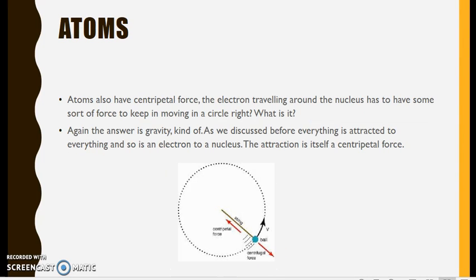Alright, next. Atoms also have centripetal force. The electron traveling around the nucleus has to have some sort of force keeping it moving in a circle, right? What is it? Again, the answer is gravity. I mean, kind of. As we discussed before, everything is attracted to everything, and so is an electron to a nucleus. The attraction itself is the centripetal force, as you can see. It gets attracted, it keeps rotating this way because it's attracted. That's how atoms work, and that's how nucleuses work as well.